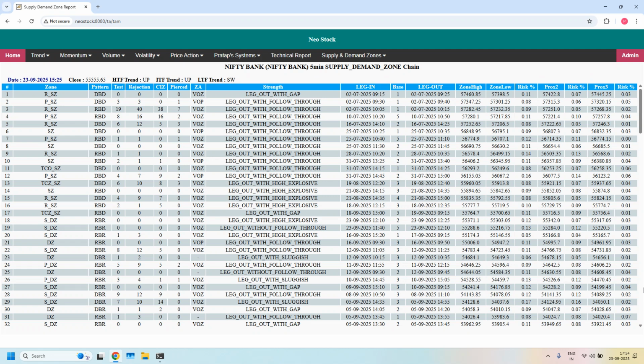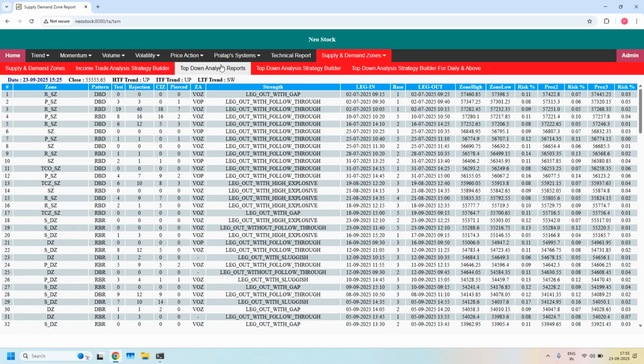Okay, this is about the BANKNIFTY supply demand zone chain. We have completed both the NIFTY and BANKNIFTY supply demand zone chain reports. Next, I will be generating sideways, bullish and bearish trade setups for monthly, weekly and daily income trades.